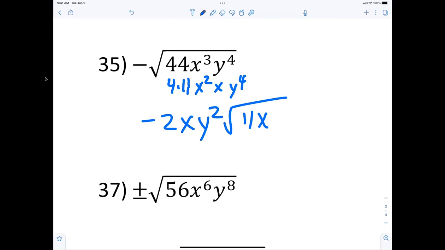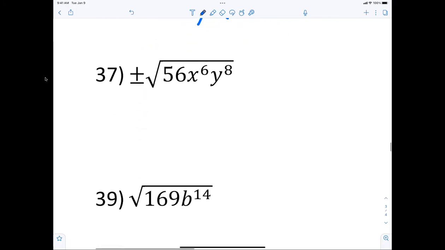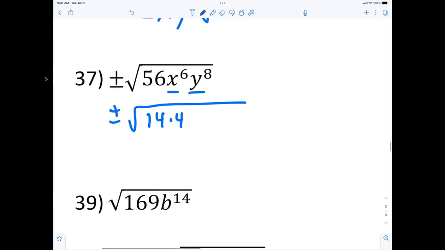Austin, you doing all right or not? Yeah. All right, Max, you doing all right? Yeah. All right, let's try 37. Are x to the 6 and y to the 8th good? Yes. All right, 56 though is what? Not 8 times 7, but what? 14 and 4. Okay. So what's the square root of 4? 2. The square root of x to the 6th, x cubed, y to the 8th, y to the 4th. And what's left behind? 14. Thank you.